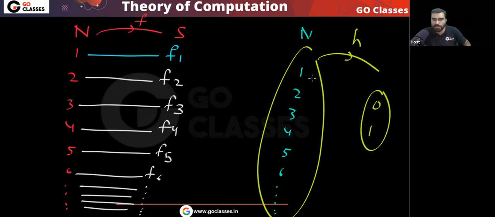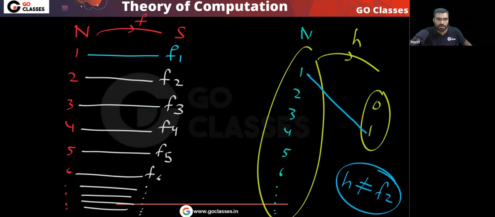So very simple. h is different from f1. Now make sure that h is different from f2 also. How to do that? I want to make sure that this is different from f2. Let's assume f2 is like this. Let's assume in your f2, 1 is mapping to 0. Then what will you do? Let's assume this is your f2.